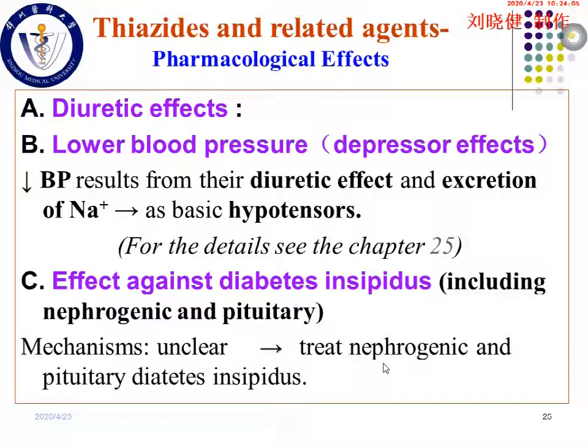So when patients use diuretics, these drugs can decrease the thirst sensation of the patients, so they decrease water intake. It is useful to improve the symptoms of patients with diabetes insipidus.